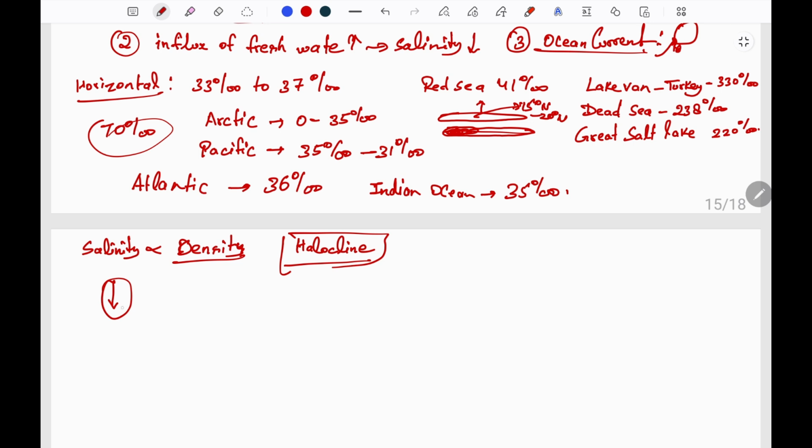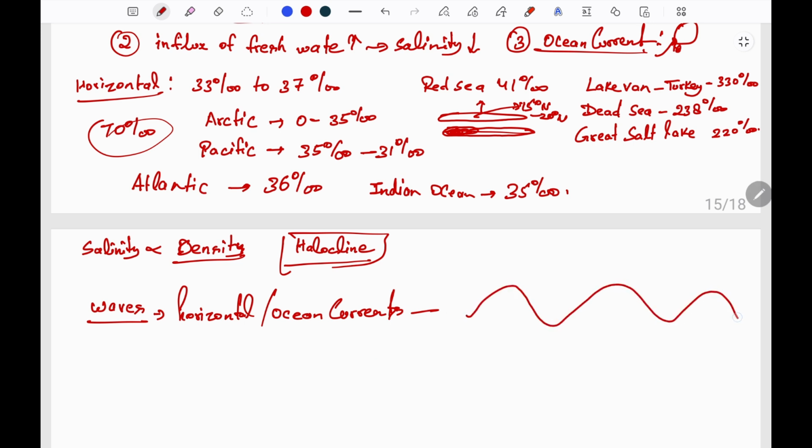Now moving on to the next topic, which is waves and tides. So a wave is generally referred to as the horizontal movement of water. It is also ocean currents, and this is due to the prevailing winds and the difference in temperature, pressure, and salinity. All this affects these waves. Now the waves move like this.